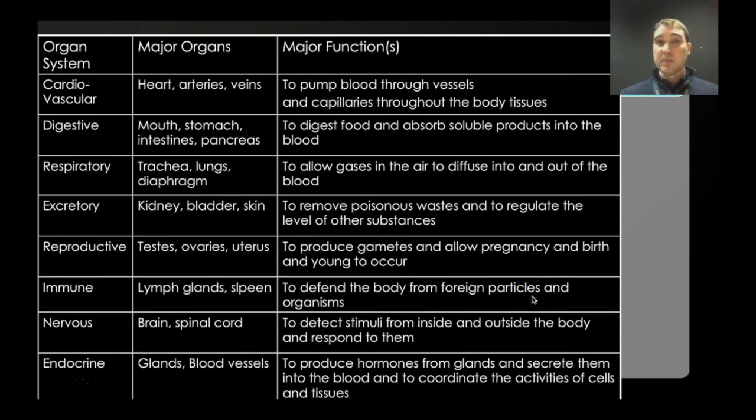So today on Flipping Science, we looked at how organisms are organized. Cells produce tissues. Several tissues together make up an organ. Several organs together make up a body system.